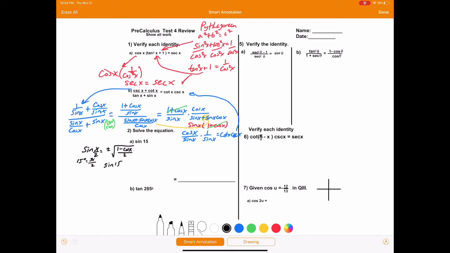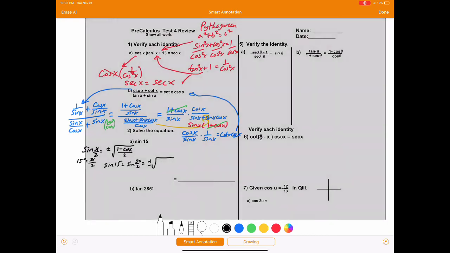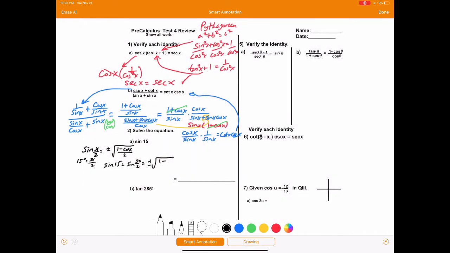The sine of 15 degrees is really sine of 30 over 2. So x is really going to be 30 for us. We're going to copy that to be plus and minus the square root of 1 minus cosine. And the angle that we're bringing over is not 15, but 30, because we know what the cosine of 30 is. We can draw a triangle.